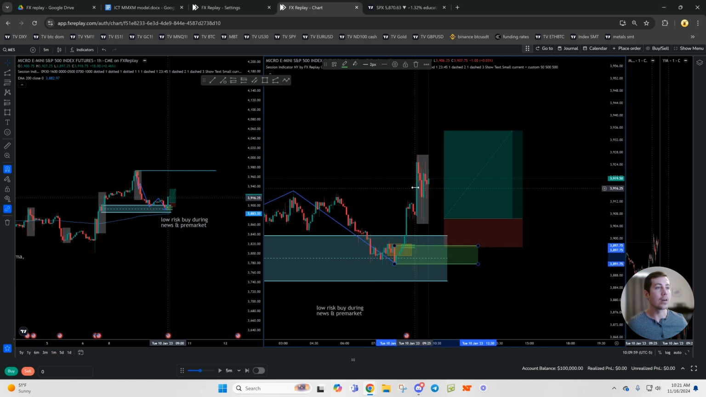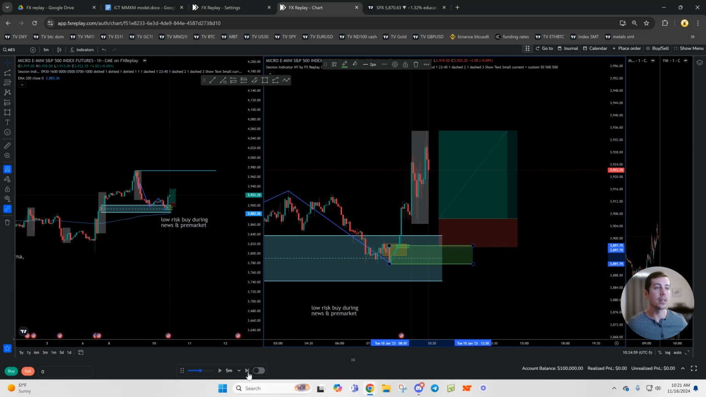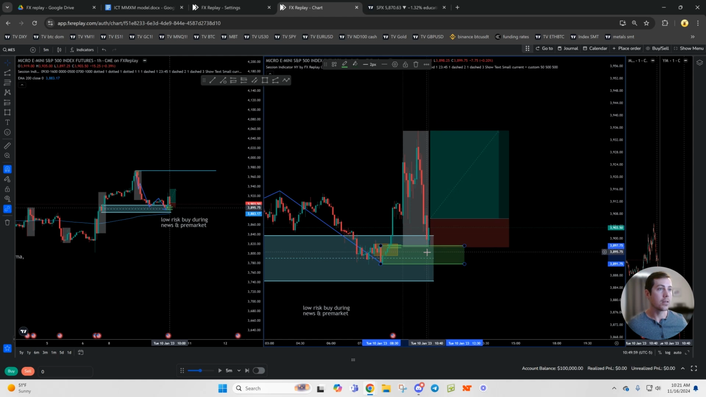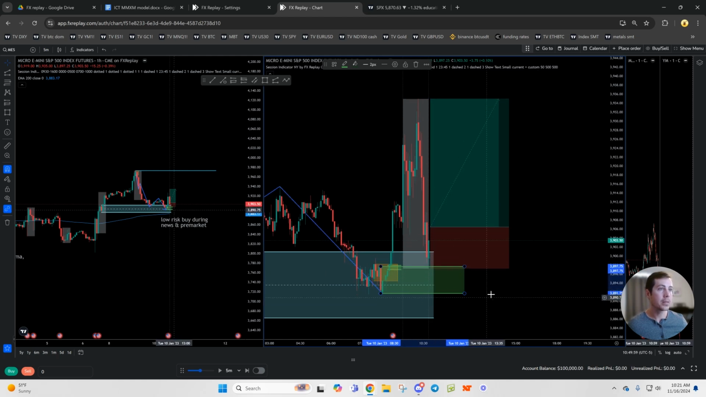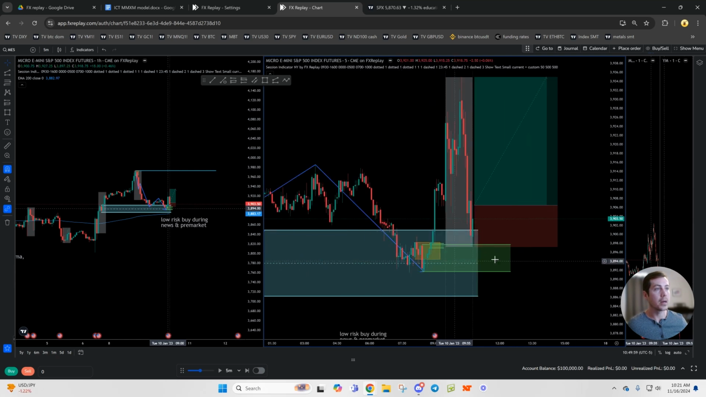And again, it was kind of during Powell's speech, so it's better to just wait for after that happens. And so I'm interested to see if we tag into this demand level, and we got a wick into it right here. You can zoom in a little bit so you guys can see. So we did just wick into it, no closures into it, which is also a key component of Doyle's model.